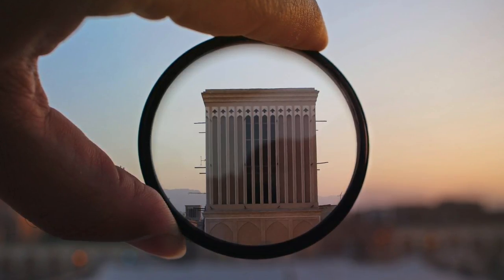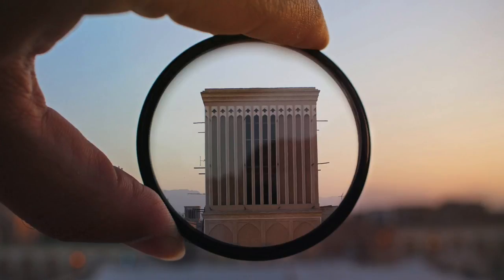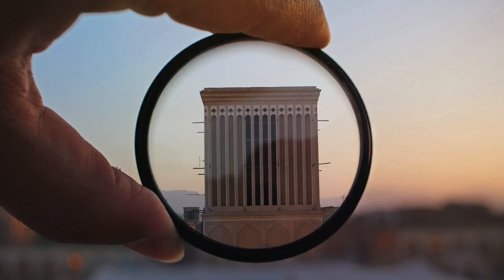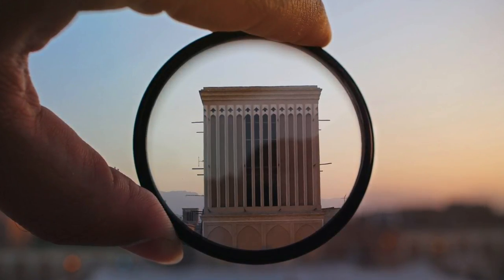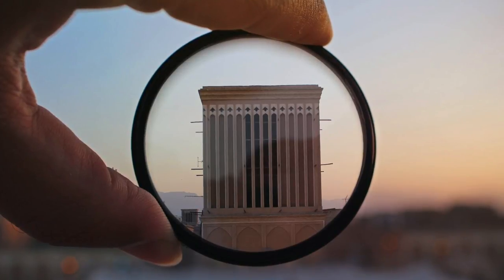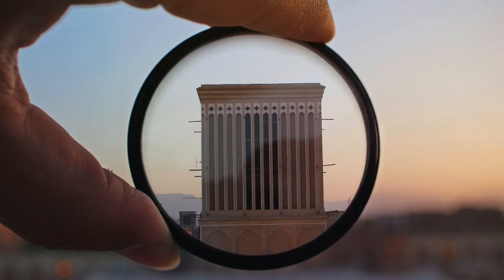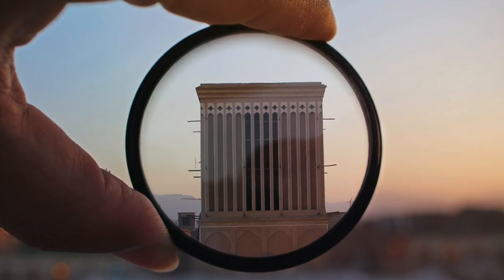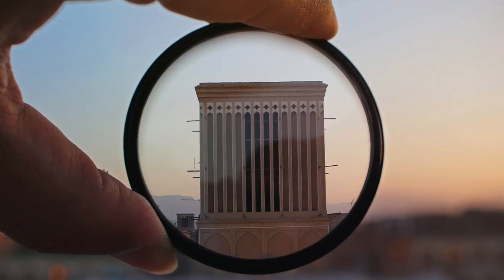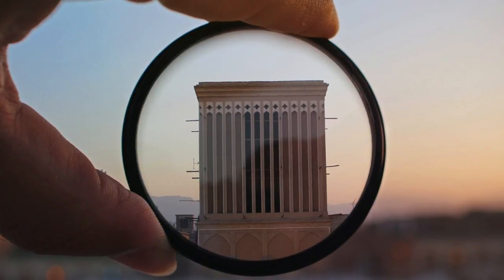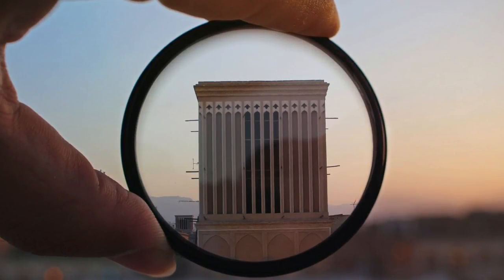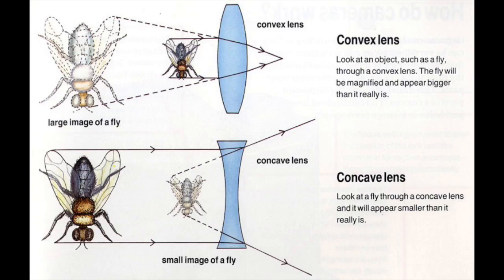Remember that if you cannot form an image on a screen, the image must be virtual. Sometimes a convex lens can be used to produce a virtual image. For example, a magnifying glass is a convex lens used to produce an enlarged virtual image. Finally, concave lenses produce virtual images from real objects.